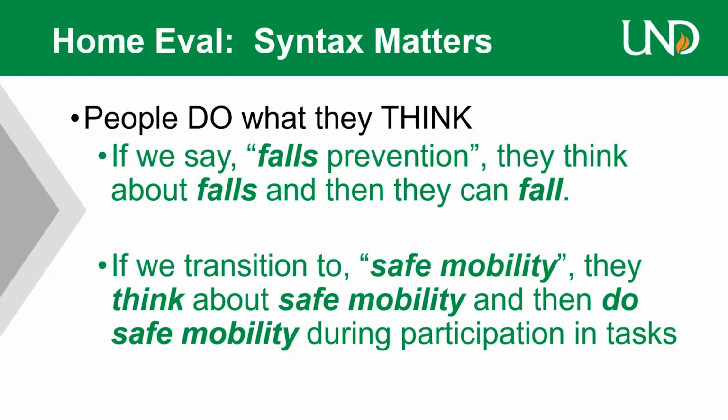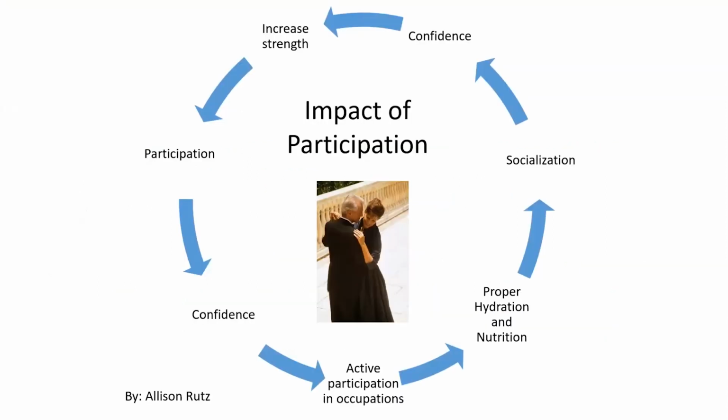It's like shooting a basket. If you think you're going to miss, you actually will miss. If you think you're going to make it and are focusing on making it, then you make it. So if we transition quickly when talking to older adults to safe mobility, then they think about safe mobility and then they do safe mobility. And I have seen a decrease in falls when I use safe mobility more often. But that's anecdotal. There's no research. I couldn't find it.